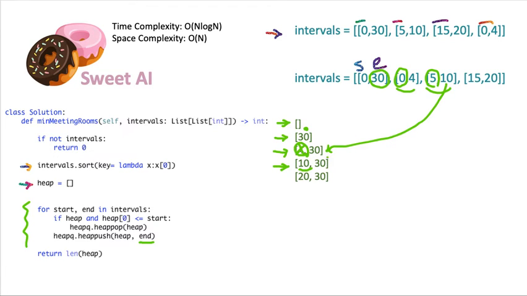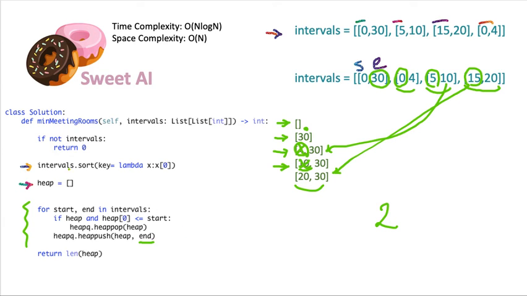So now we have 10, and we check the fourth meeting. The fourth meeting starts at 15, and the meeting in the heap ends at 10. So 10 is smaller than 15. We are going to pop 10 and add 20 to the heap. So at the end, how many items do we have in the heap? 2. So 2 is the total number of rooms that we need.